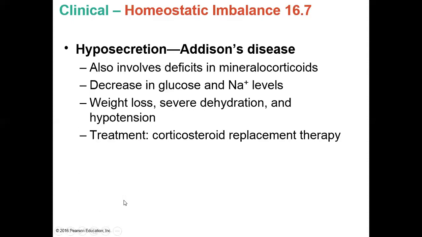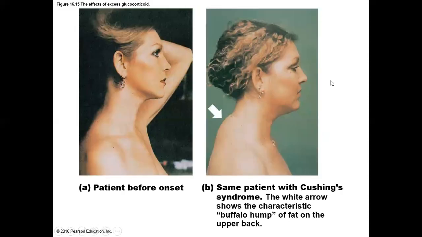All right, hyposecretion is what we see in Addison's disease, so decrease in glucose and sodium levels, so you lose weight, severe dehydration, and hypotension, because I'm losing sodium. And of course, we give them the steroid drugs. We replace them, so we put them on the steroid drugs. So yeah, that's what happens.